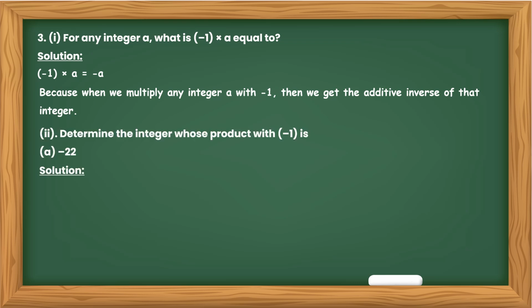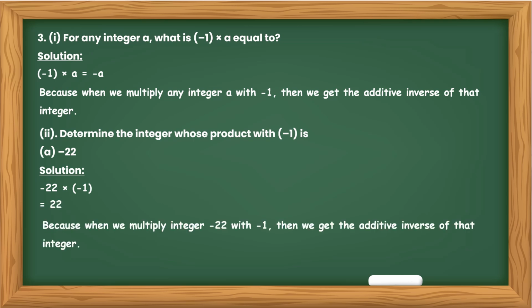Second question is, determine the integer whose product with minus 1 is 22. So you should find out an integer which when multiplied by minus 1 gives you the product 22. So minus 22 into minus 1 is equal to plus 22, because when we multiply integer minus 22 with minus 1, we get the additive inverse of that integer.